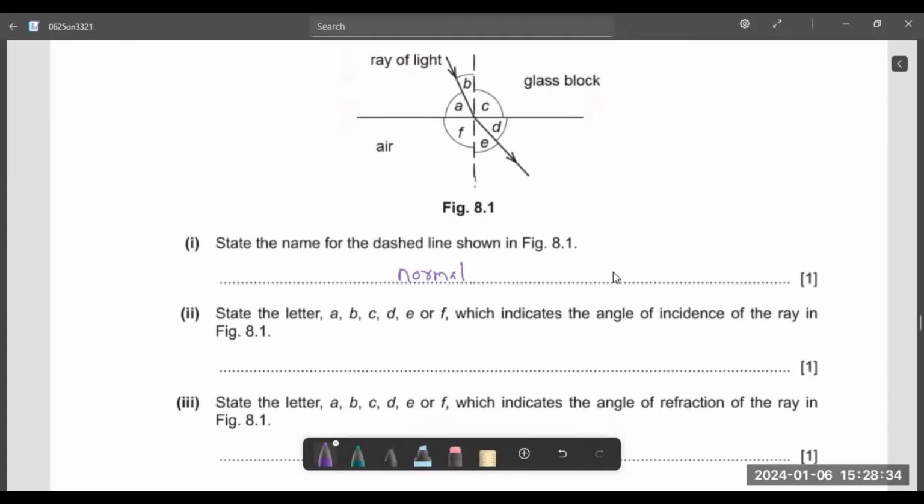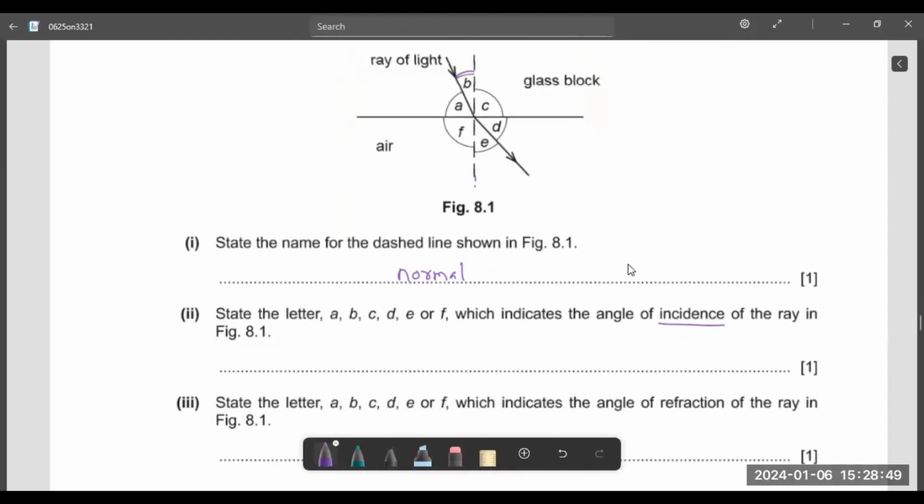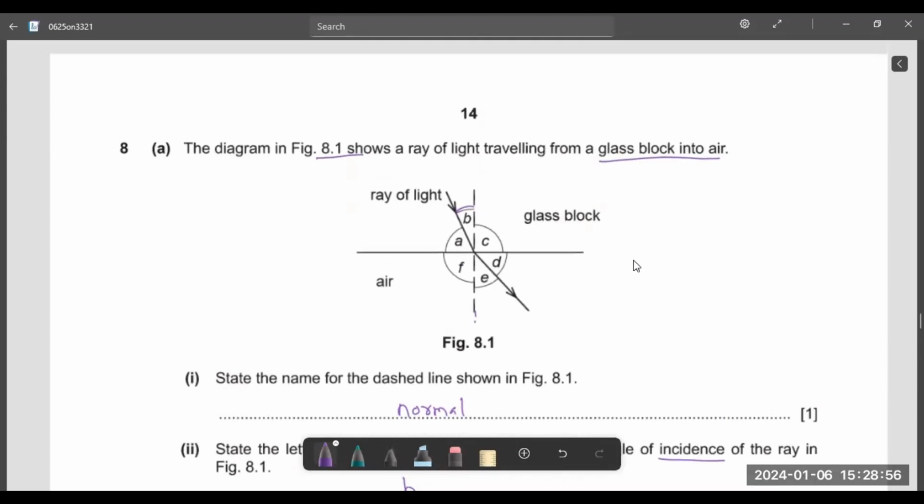State the letter which indicates the angle of incidence. Angle of incidence means with respect to the normal. B is the angle of incidence. Next, state the angle of refraction. That is the refracted ray with respect to the normal. That is E.